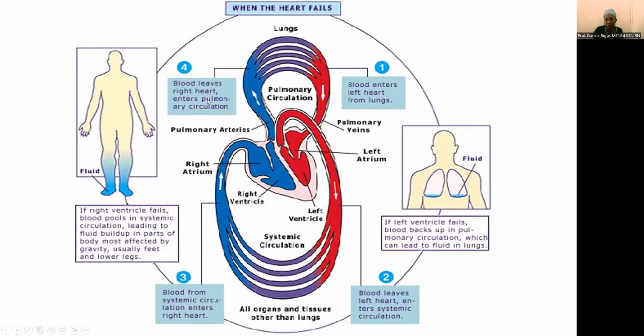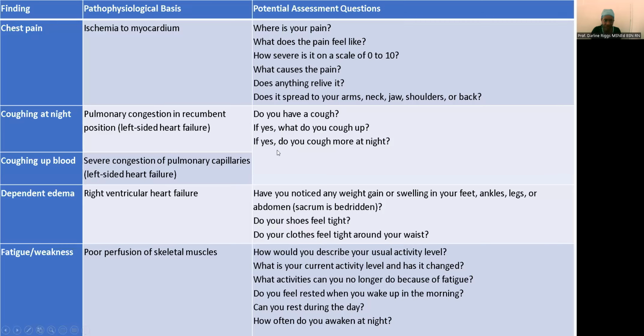And blood leaves the right heart, enters the pulmonary circulation, and then you have all of this circle again, and it's every contraction. You can see how this impacts the entire body. Nice visual, those of you who are visual learners. Okay, I like this picture.